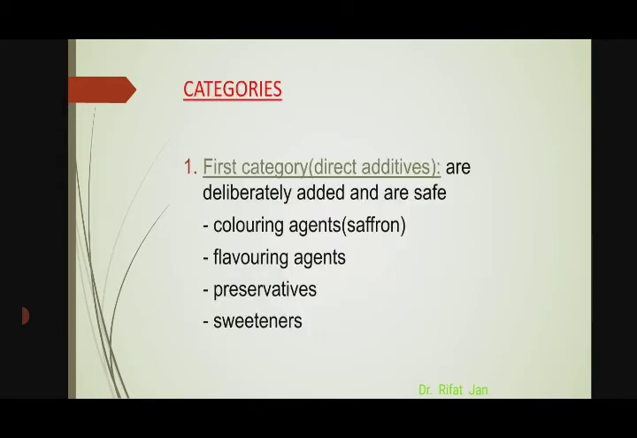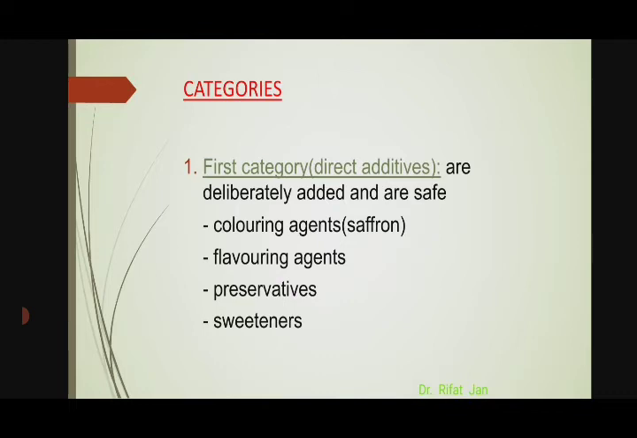There are two categories of food additives: first category and the second category. First category is the direct additives. Direct additives are deliberately added to the food and they are safe. For example, certain coloring agents are added like saffron or turmeric. While making certain sweets, saffron is added. So they are deliberately added, but they are safe.